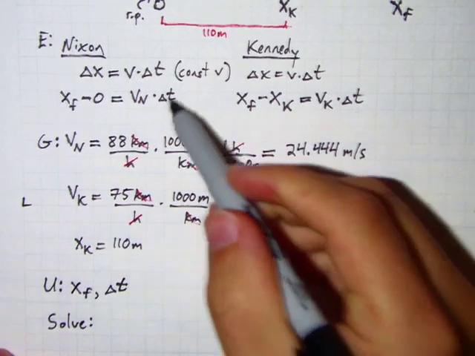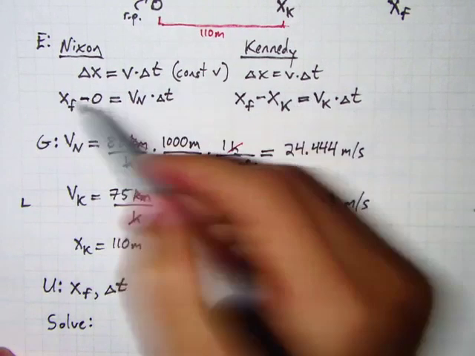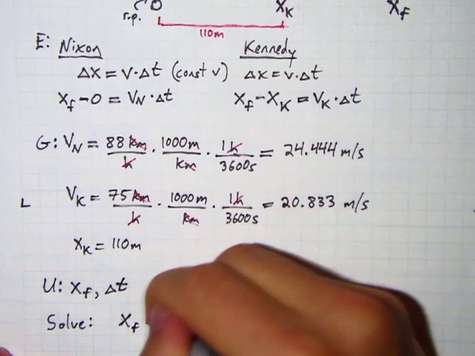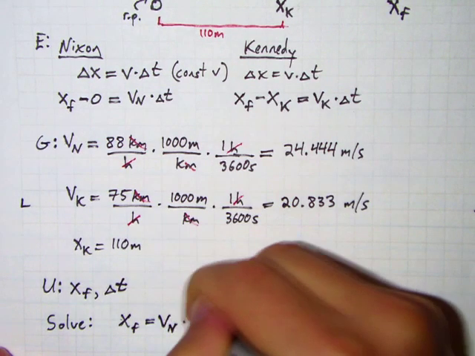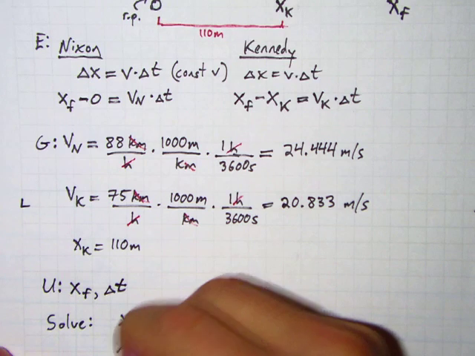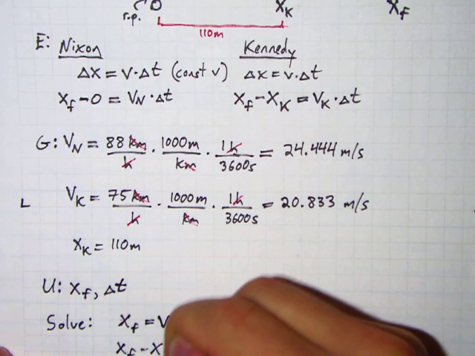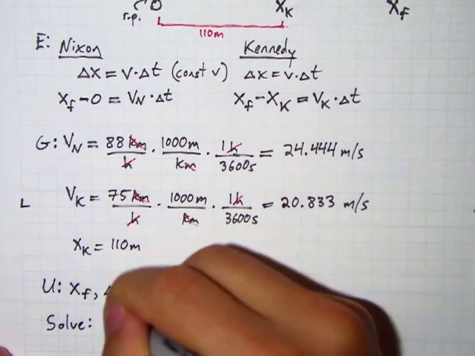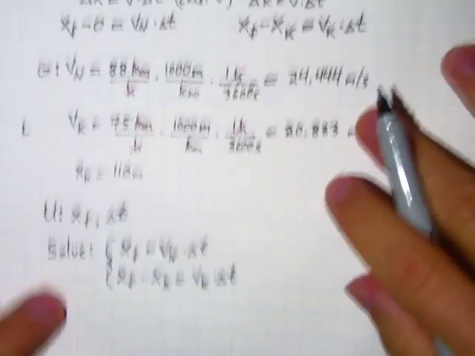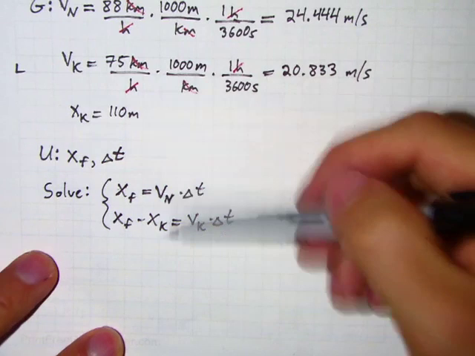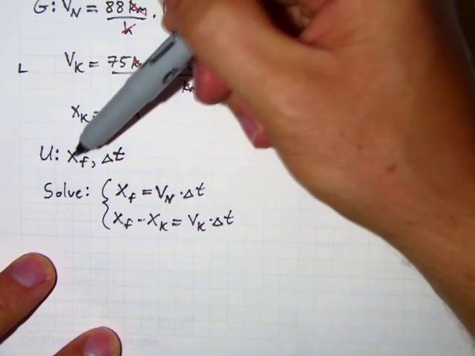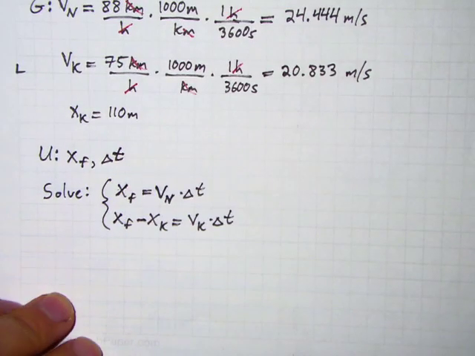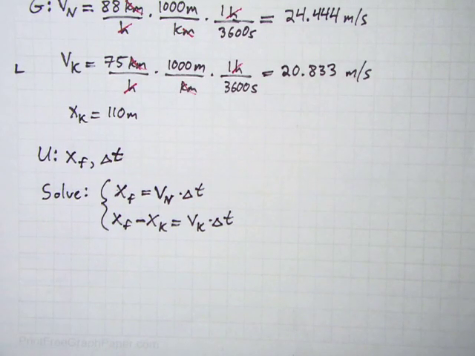Let's rewrite our 2 equations down here. Let's put them together. x final minus 0, we can drop, is Vn times delta t, and let's rewrite this one down here. X final minus xk equals Vk times delta t. Put a little bracket around there because what we've got here is a system of equations. 2 equations with 2 unknowns. That's an unknown, that's an unknown. 2 equations with 2 unknowns. We're going to solve this entirely algebraically before putting any numbers in.